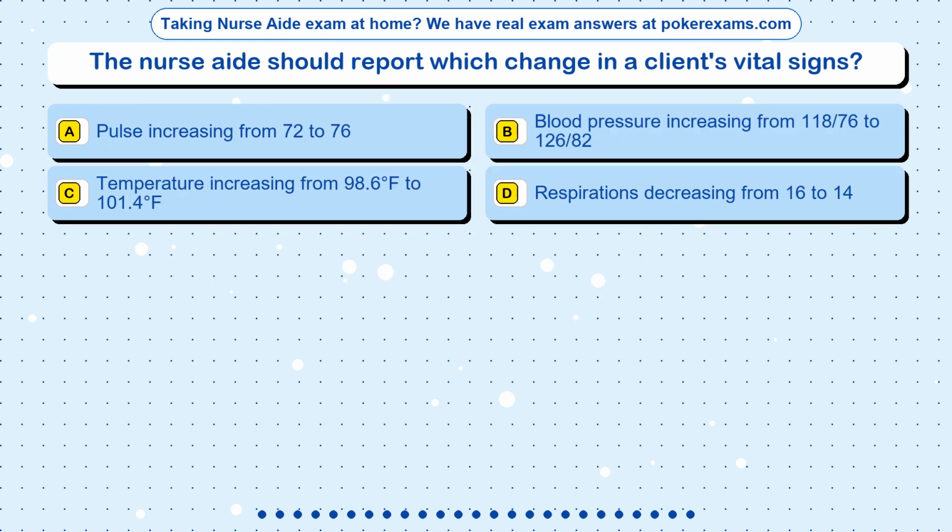Question 10. The nurse aide should report which change in a client's vital signs? Option A, pulse increasing from 72 to 76. Option B, blood pressure increasing from 118/76 to 126/82. Option C, temperature increasing from 98.6 degrees Fahrenheit to 101.4 degrees Fahrenheit. Option D, respirations decreasing from 16 to 14.